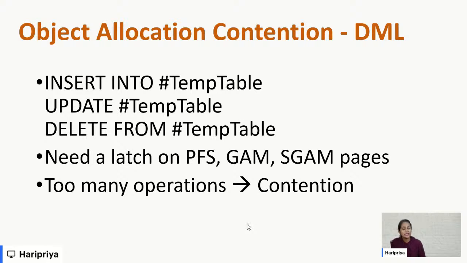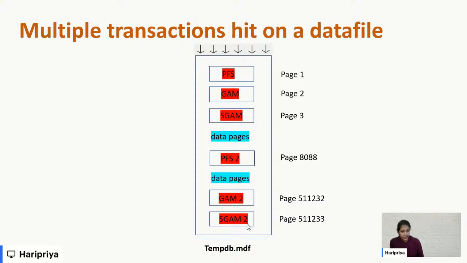And that causes contention. All right, so DML operations waiting to get a latch on PFS, GAM, SGAM pages causing contention is called allocation contention. And by the way, latch means a lightweight lock. If you look at this data file, let's call it tempdb.mdf, multiple transactions are hitting that data file, trying to get a latch on PFS, GAM, and SGAM. And that causes contention. And in a data file, you have multiple sets of PFS, GAM, and SGAM pages based on the size of the data file.